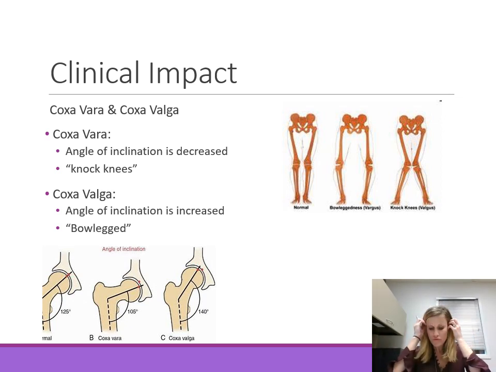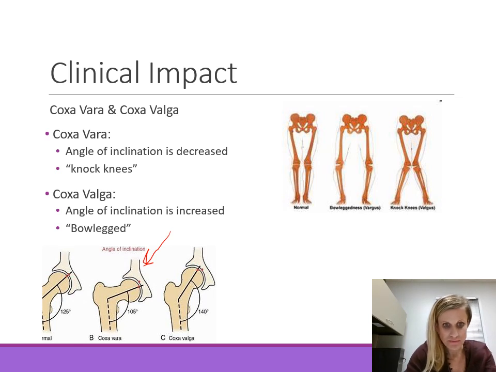So the femoral angle of inclination, again, is just the angle between the axis that goes along the shaft of the femur and the axis that goes through the neck and head of the femur. And that should be around 120 to 125 degrees in adults. Coxa vara and coxa valga are pathologies that are associated with an abnormal angle of inclination. Coxa vara is when the angle of inclination is decreased. So there's less of an angle of inclination, which you see right here.